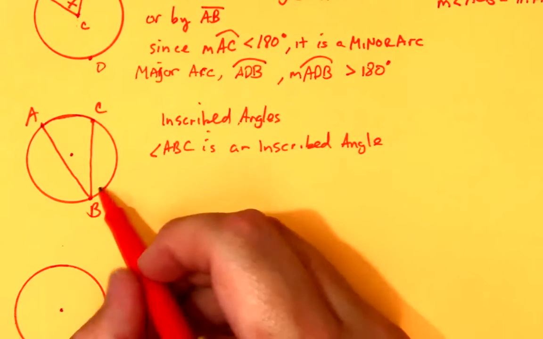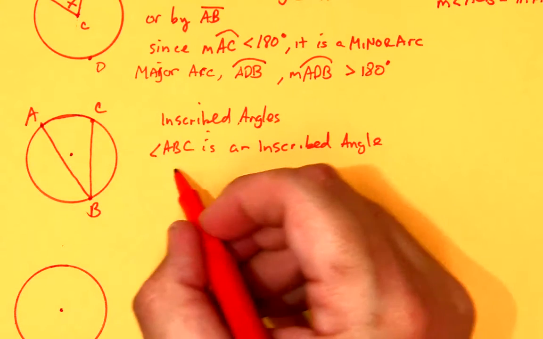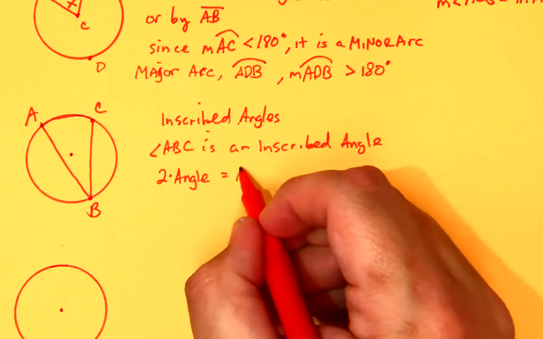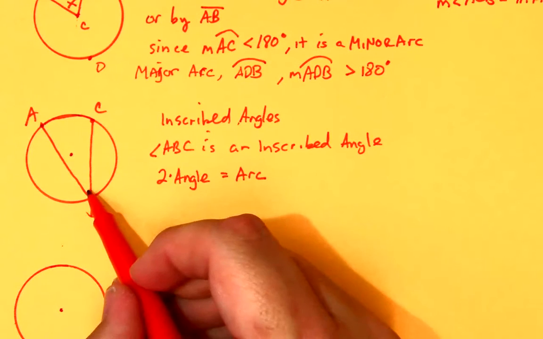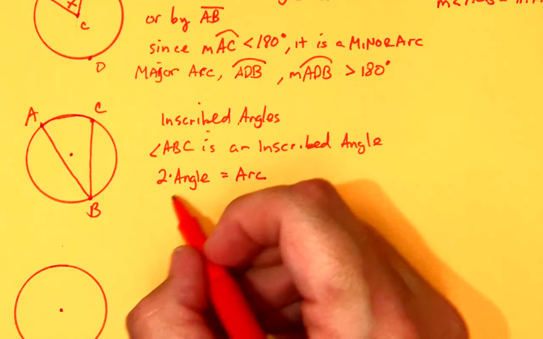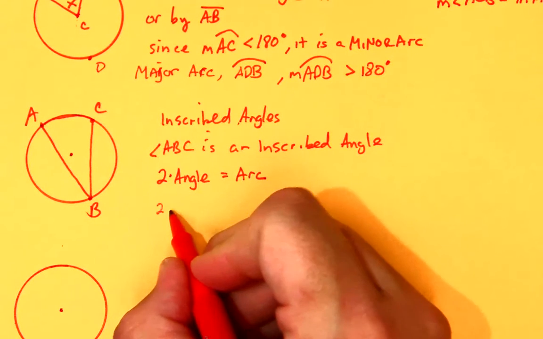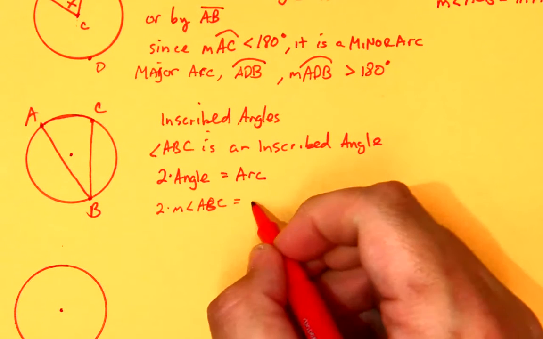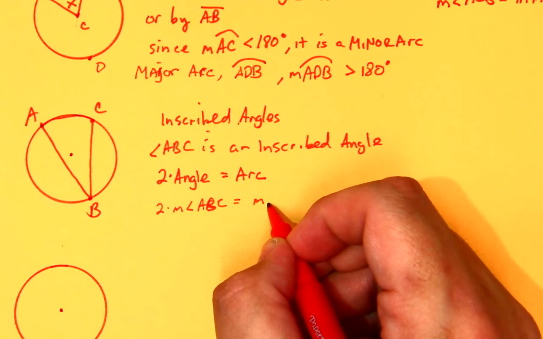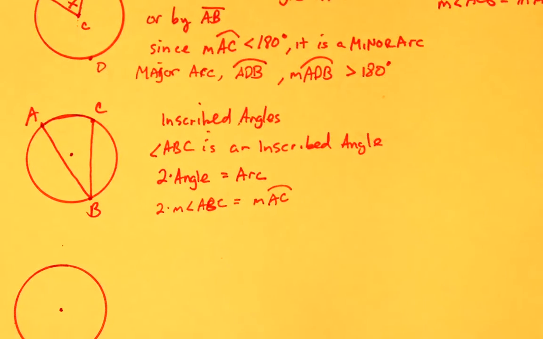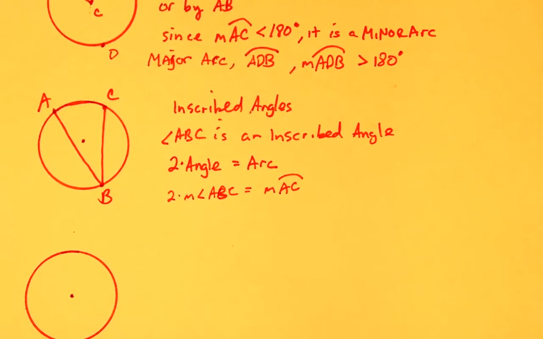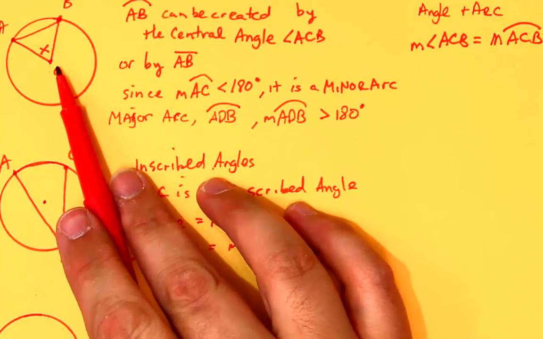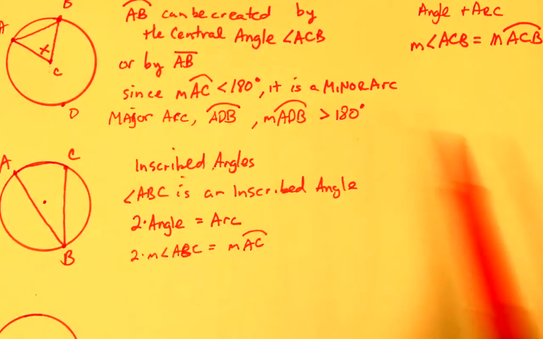Now, the relationship between the inscribed angle and the arc is 2 times the angle measure is equal to the arc. So the angle is half of what the arc actually is. So 2 times the measure of angle ABC is equal to the measure of arc AC. And that's different than what we found up here, that the arc and the angle are the same when the angle is a central angle like this.